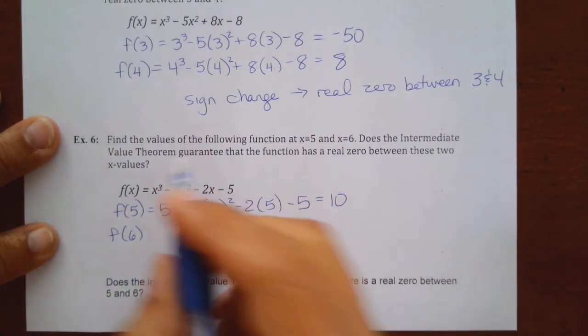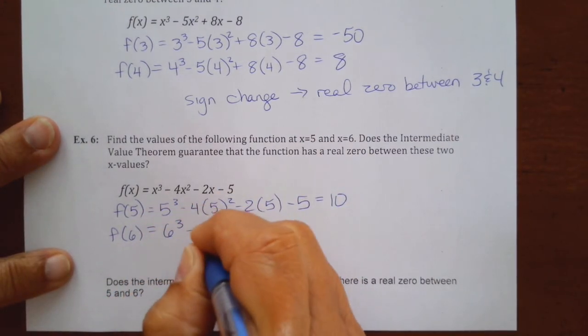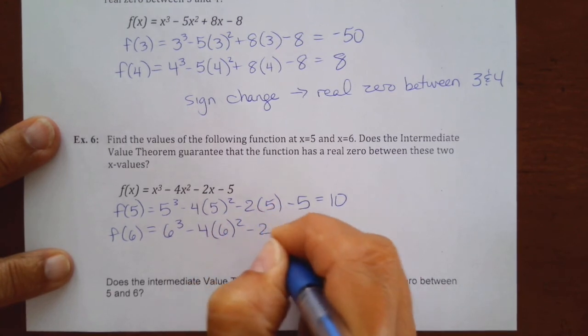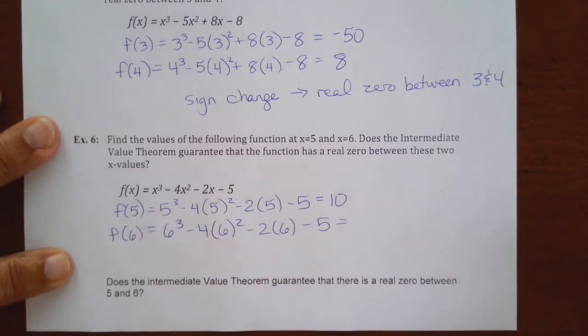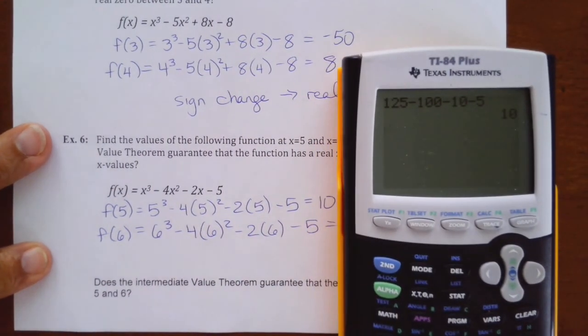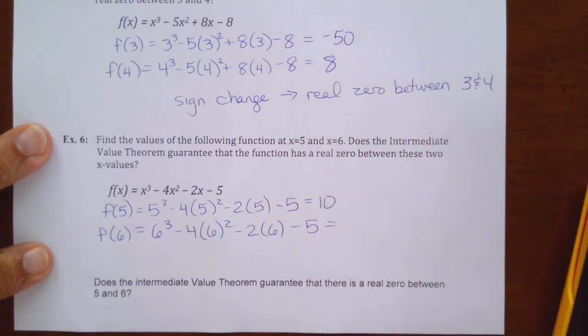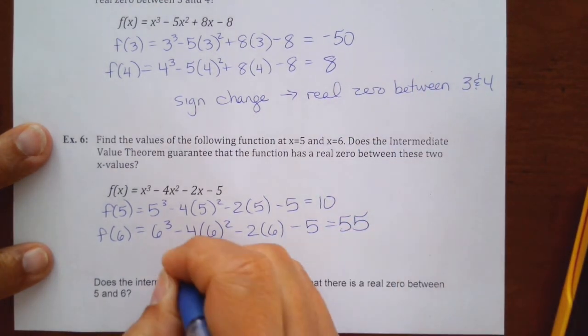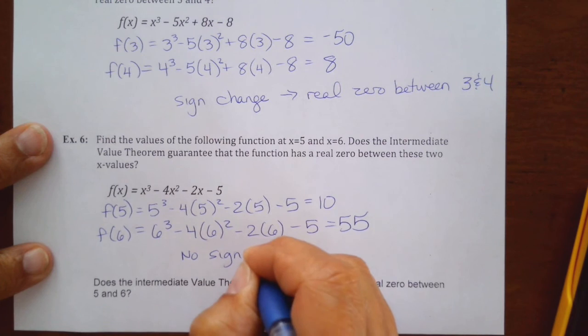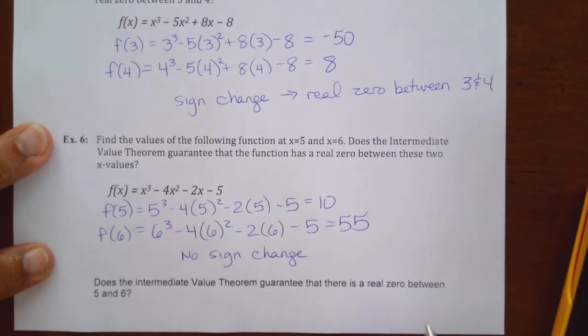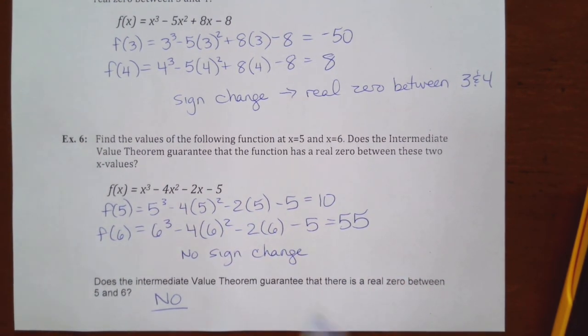And then we're going to do the same thing at 6. So 6 cubed minus 4 times 6 squared, minus 2 times 6 minus 5. All right, so let's see what that one gives us. So 6 cubed minus 4 times 36 minus 12 minus 5. That gave us 55. Okay, so no sign change. So if there's no sign change, then there's no 0, no. Okay? So there's no 0 between 5 and 6.